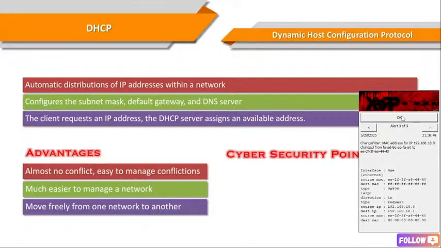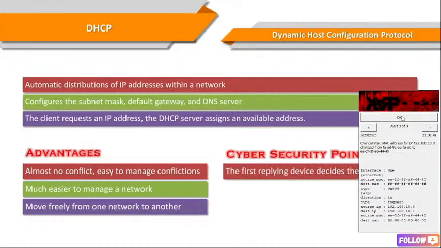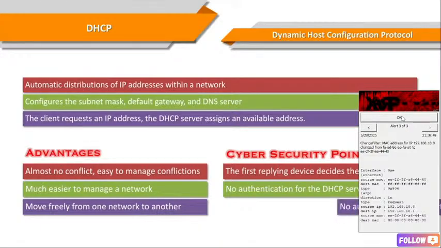Now, as a cybersecurity expert, you should know one more thing about the DHCP mechanism. The first device which replies to a DHCP discover request decides the configuration of the client. There is not any mechanism to authenticate the DHCP server. Similarly, a DHCP server tries to reply to all the DHCP requests, and again, there is no authentication mechanism for the clients who request an IP.